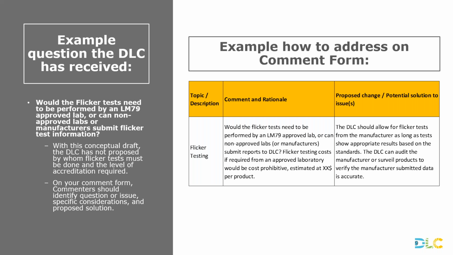Pointing out that flicker testing costs, if required, from an approved laboratory would be cost prohibitive, estimated at XX dollars per product. This sort of specific information is really helpful to us beyond just telling us something is going to be cost prohibitive. It's much more actionable and useful to us if you can tell us in what way it is cost prohibitive or how much it's cost prohibitive. And then in the proposed change or potential solution, tell us what you would like DLC to do.